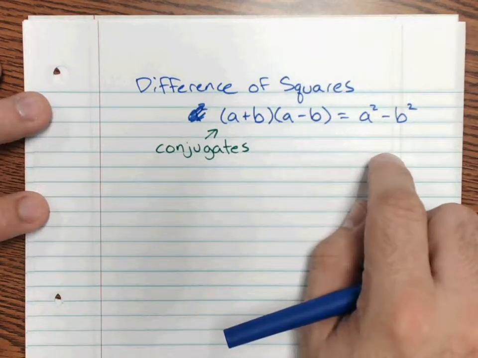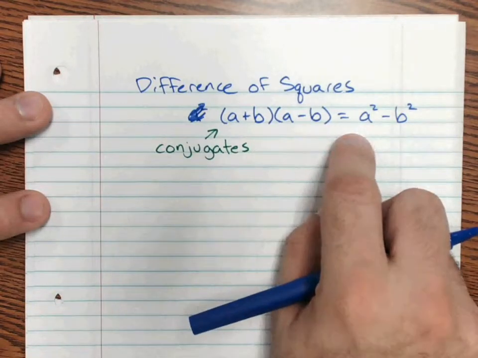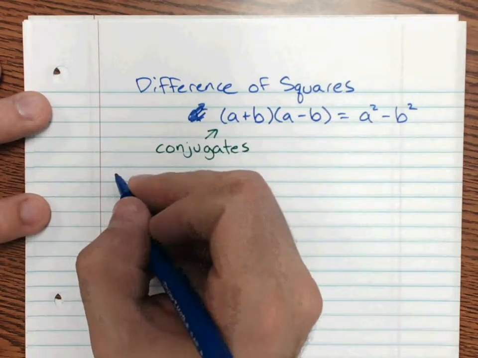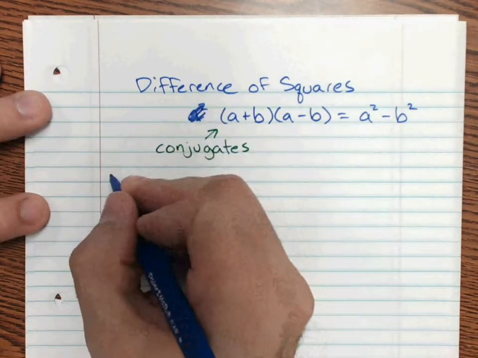Okay? So we can use this information that we used the other day to multiply things together. We can use it in order to factor them as well. So we're going to go on to example 6 here.